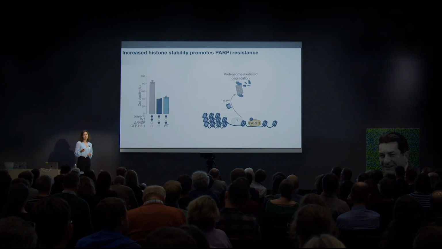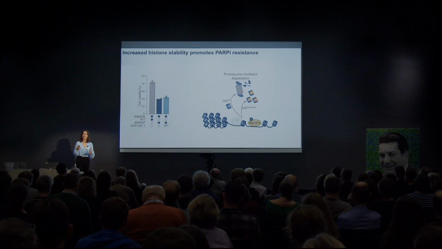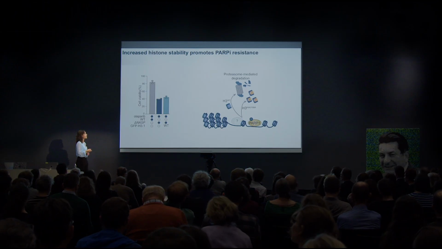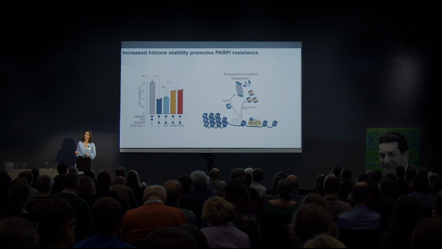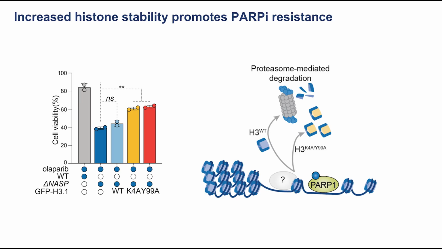However, we can do a little trick. There are different mutants in H3 that have been proposed to be targeted less efficiently by the proteasome, and we were actually quite happy to see that these were able to partially rescue our viability. And this allows us to directly link histone stability and turnover to PARP inhibitor response.